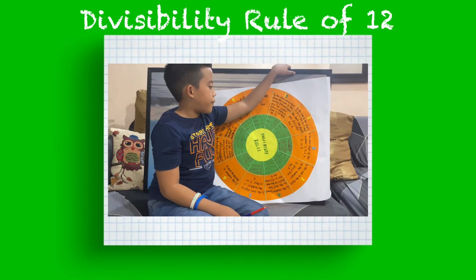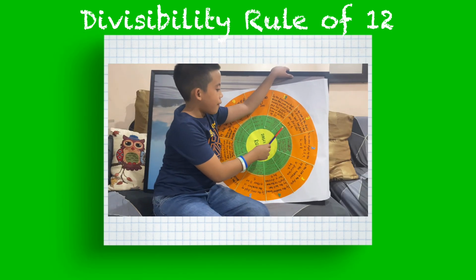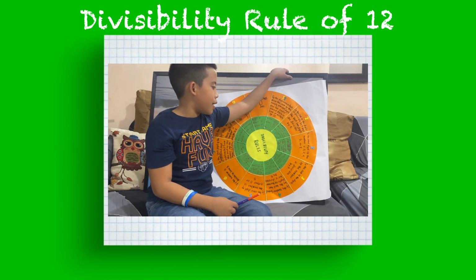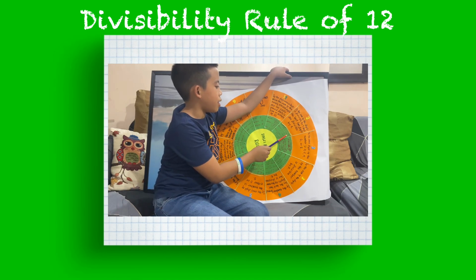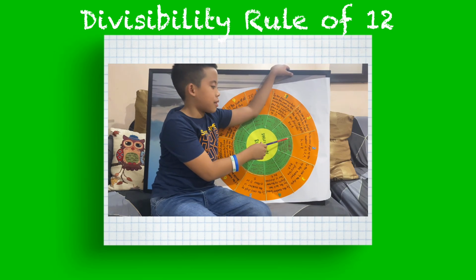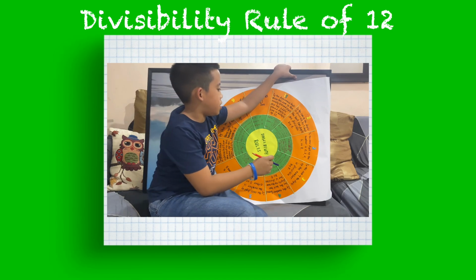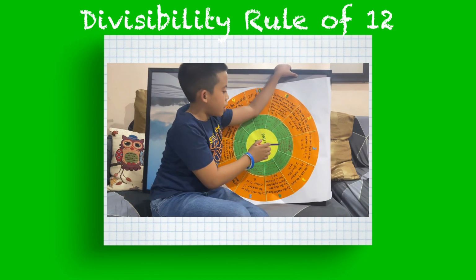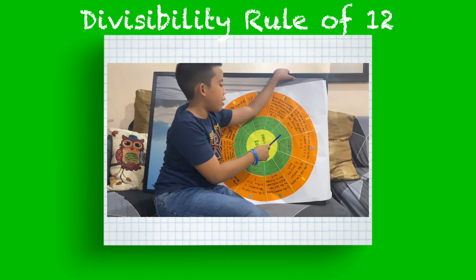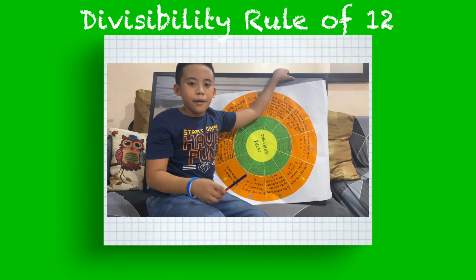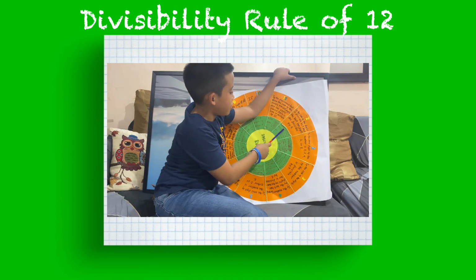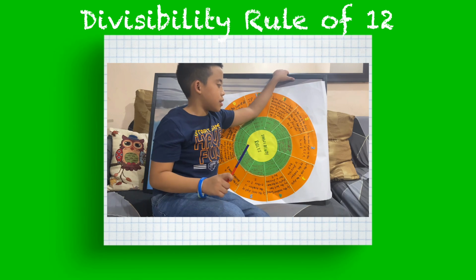For example, 5,844. 5 plus 8 plus 4 plus 4 is 21. And 21 is divisible by 3. Therefore, 5,844 is divisible by 3. The last two digits are 44. Therefore, we divide 44 divided by 4 equals 11. And 11 is a whole number. Therefore, 5,844 is divisible by 12.